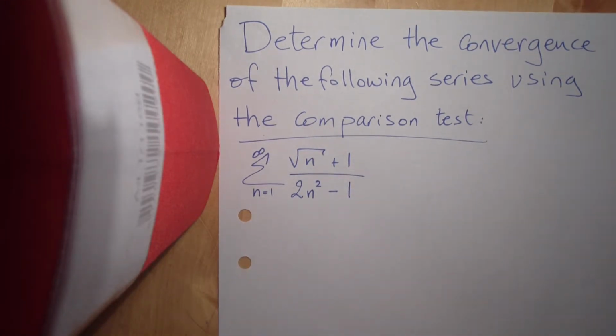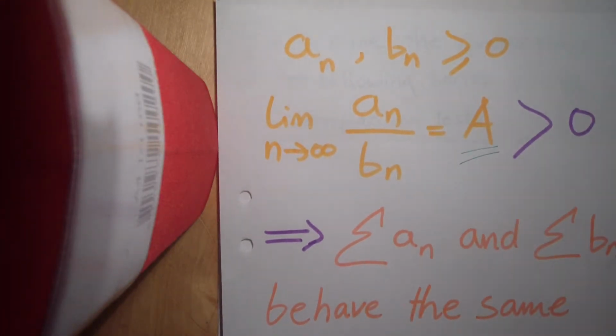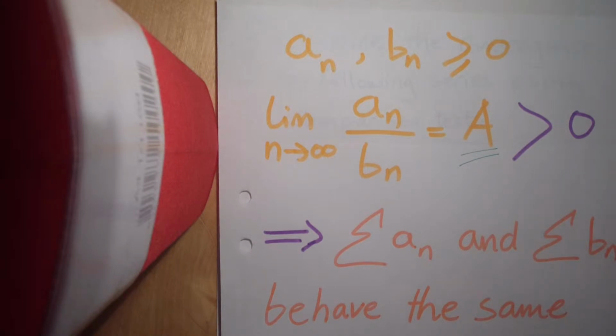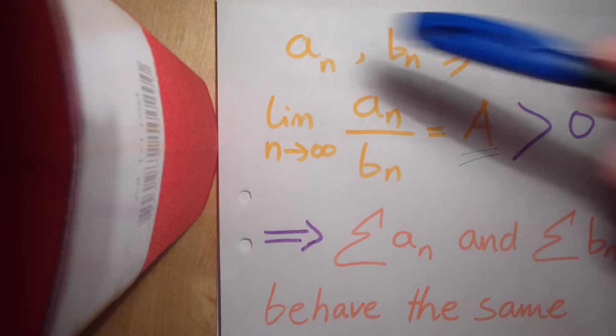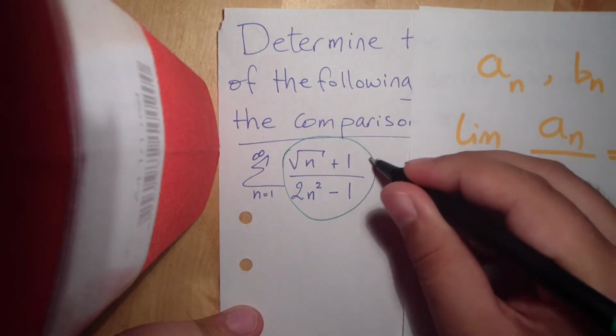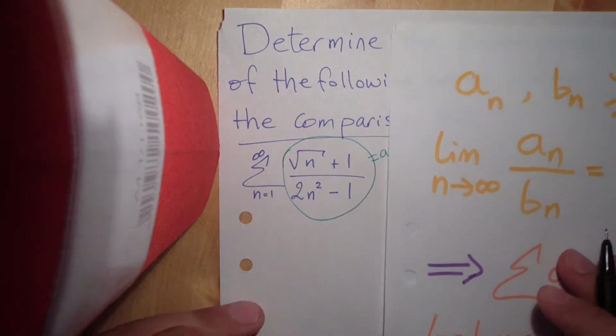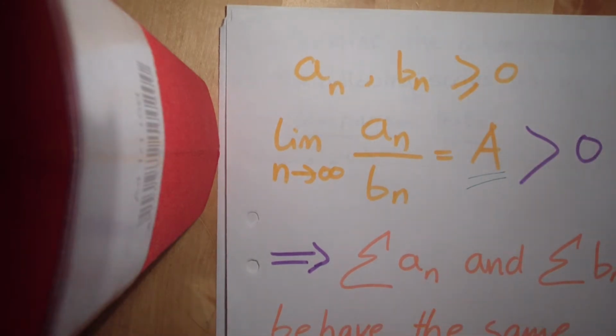So to use the comparison test, let's see what it actually says. Basically what the comparison test says is we have two series terms, an and bn. An is the one that is given to us. So in this example, this is our an right here, these terms of this series. And we have another series terms bn, which we choose later. I will show you how.